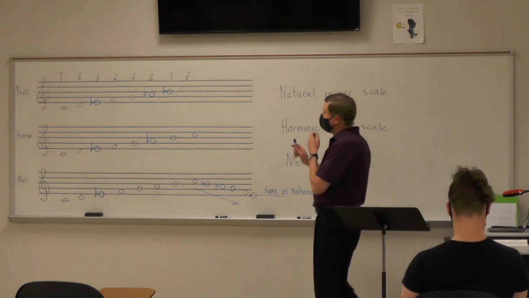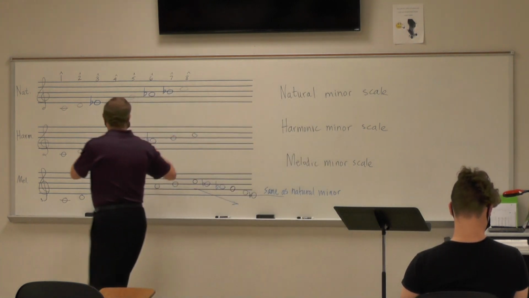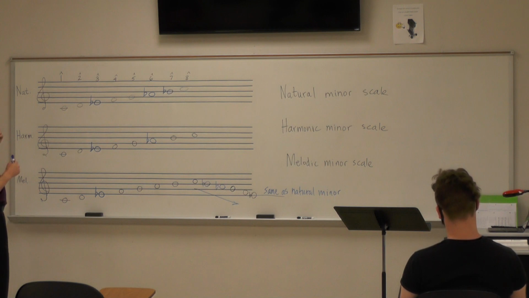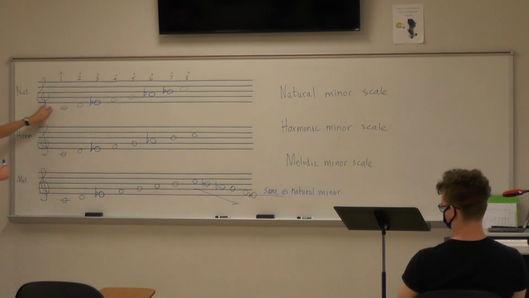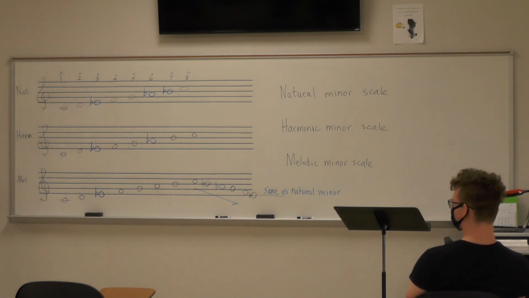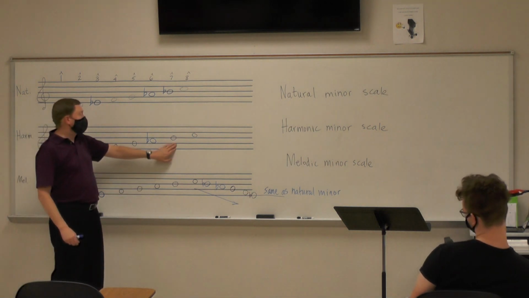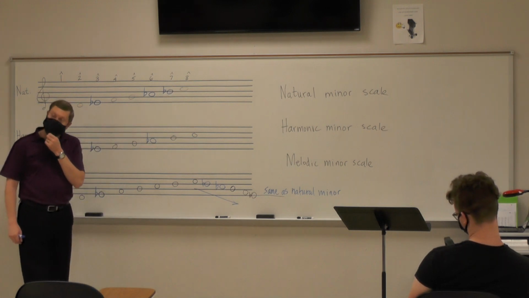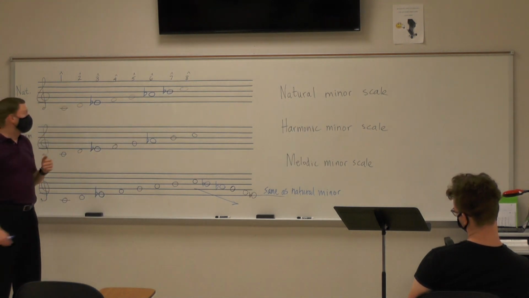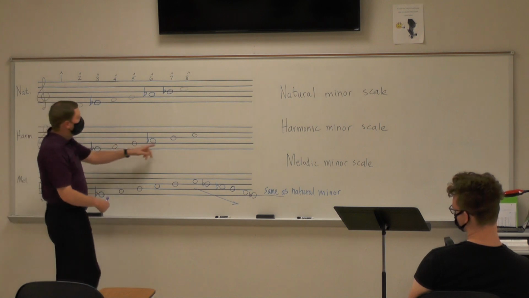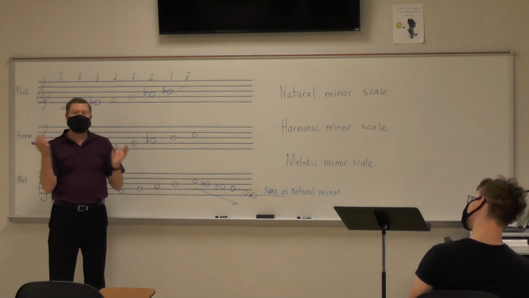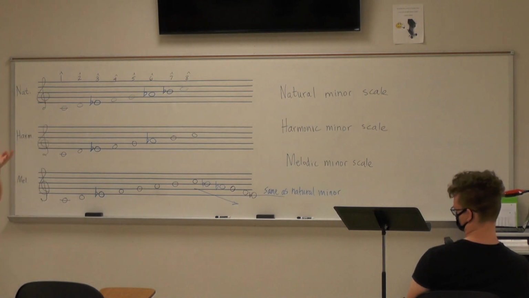All right, so let's take a look at the differences among just these three. What's the only difference between the natural minor and the harmonic minor scale? Scale degree 7, right? The harmonic minor scale uses the major 7th scale degree, the natural minor scale uses the minor 7th scale degree. So everything is identical except scale degree 7, and they only differ by a half step. And yet it makes such a unique, interesting sound.